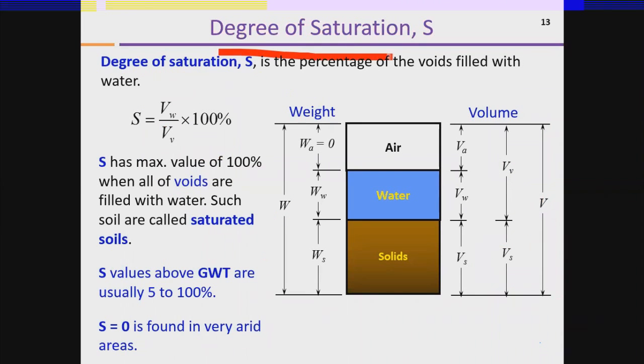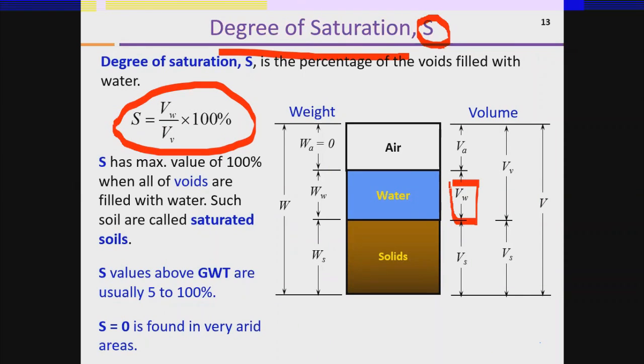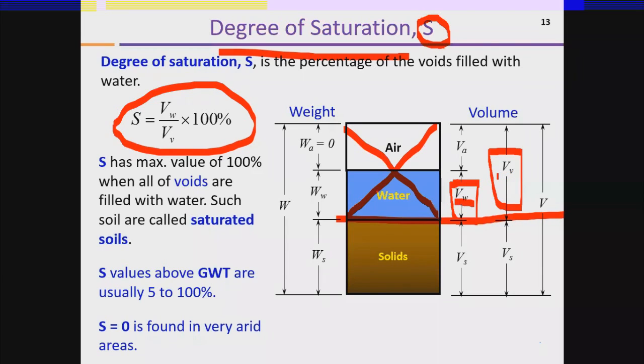Degree of saturation of soil is represented with S. Degree of saturation is the ratio of the volume of water to the volume of voids, multiplied by 100. Only this part matters: how much of the volume of voids is occupied by water basically gives us the value of the degree of saturation.